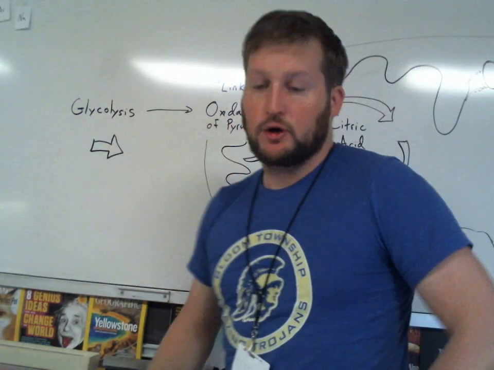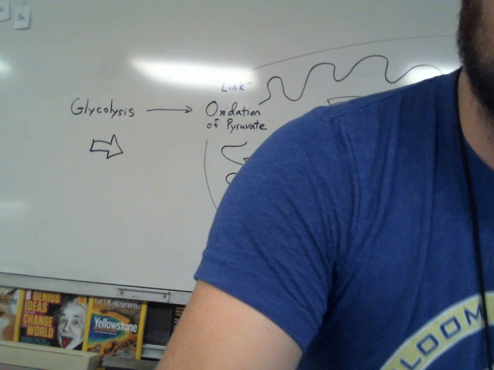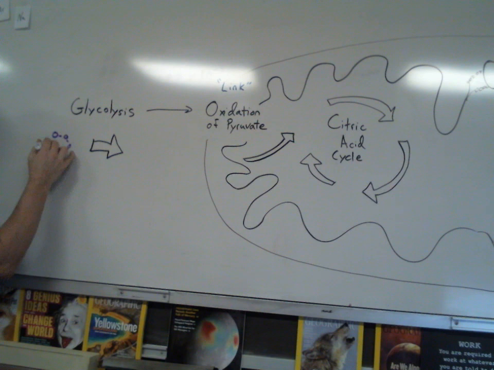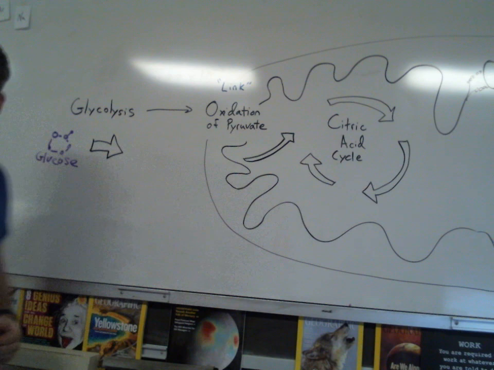You need to know what we start with and what we end with in all these processes. What do we start with in glycolysis? Glucose. How many carbons? Six. There is glucose. What do we turn glucose into?